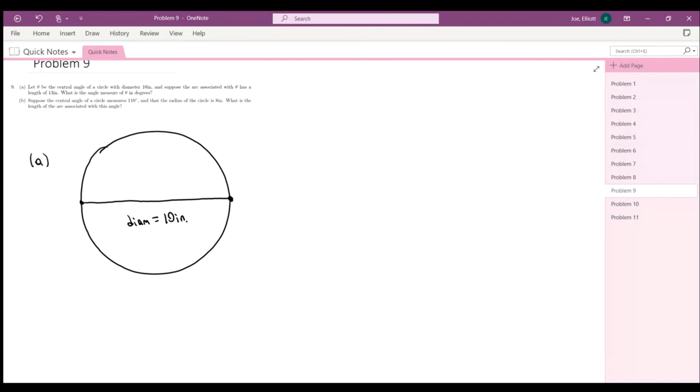And when it says that theta is a central angle, that just means you want to imagine the angle theta with the vertex starting at the center of the circle. So I'll draw a generic picture of this. It might be inaccurate, but that's okay for the moment. Here I've drawn a central angle, meaning an angle whose vertex starts at the center, and I've labeled that angle theta as described in the problem.